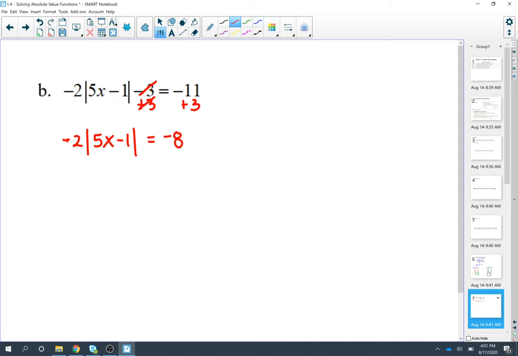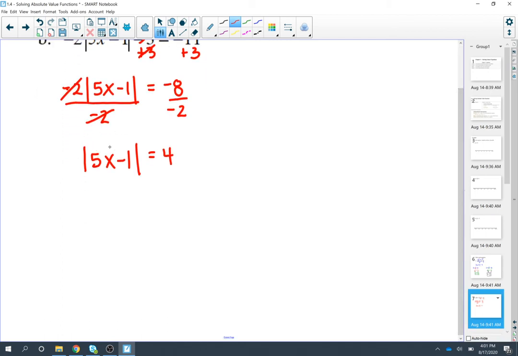At this point, I'm still trying to get this absolute value by itself, so I'm going to divide by negative 2, which is going to leave me with the absolute value of 5x minus 1 equals negative 8 divided by negative 2, which is positive 4. Now that I have my absolute value by itself, it's equal to a positive number. I can split up the equation just like we did before. So 5x minus 1 equals positive 4, and 5x minus 1 equals negative 4. And then we just go from there.